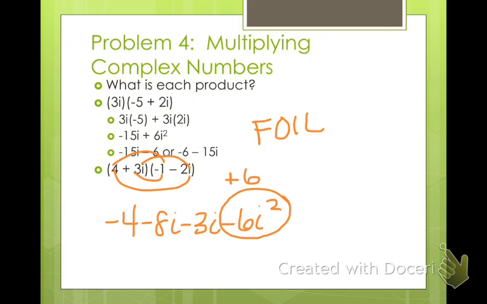So we combine our like terms. Number goes first. 6 and negative 4 is 2. And then put this minus 11i. 2 minus 11i.